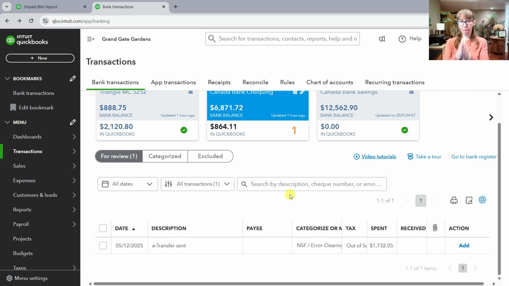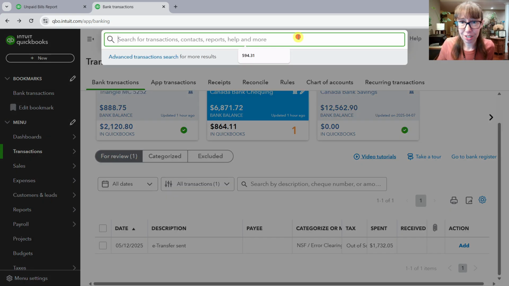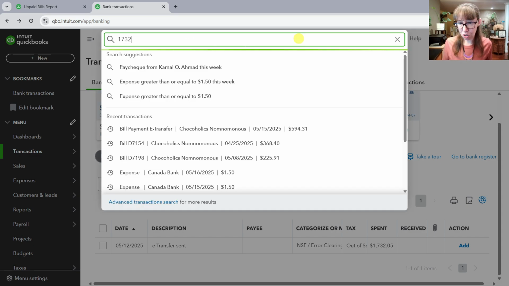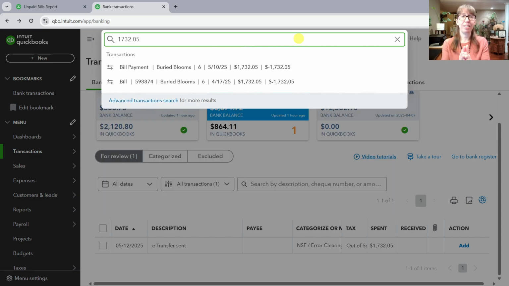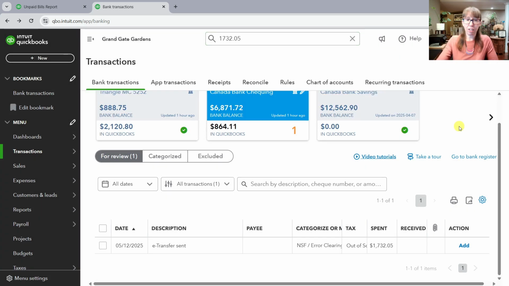So now we are left with one lonely single. We know who that is, because we saw the e-transfer note, and also we knew to try looking it up like this, and we could see, oh, Buried Blooms, there was a bill payment, and if I remember, it was entered by credit card. But not everybody thinks to do all of these troubleshooting steps. They just get here and they're like, what is this?